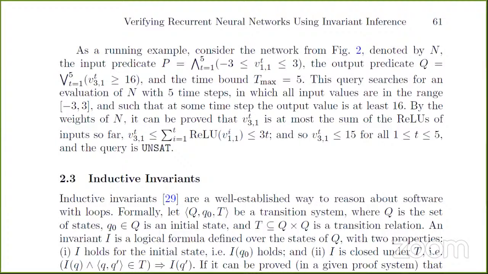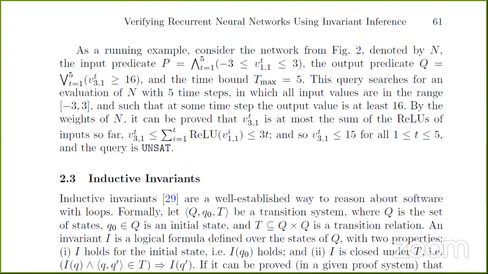Okay, what is the output predicate? The output predicate says that the output, which was 31, should be greater than or equal to 16 for some t. Notice that there's a disjunct here. So for at least one of the t's between 1 to 5, the output at the tth time step should be greater than or equal to 16. So this is the post condition.